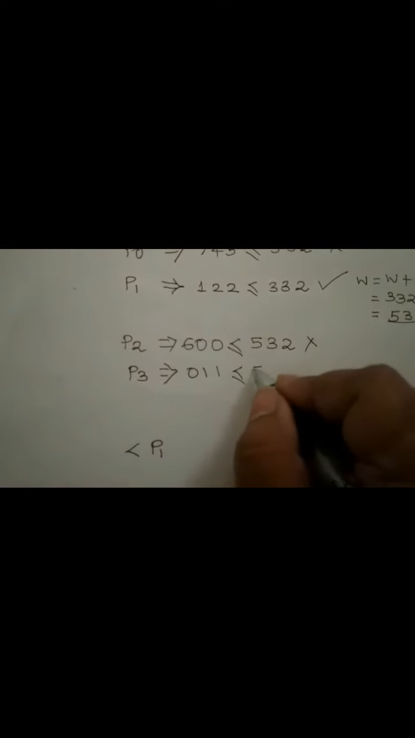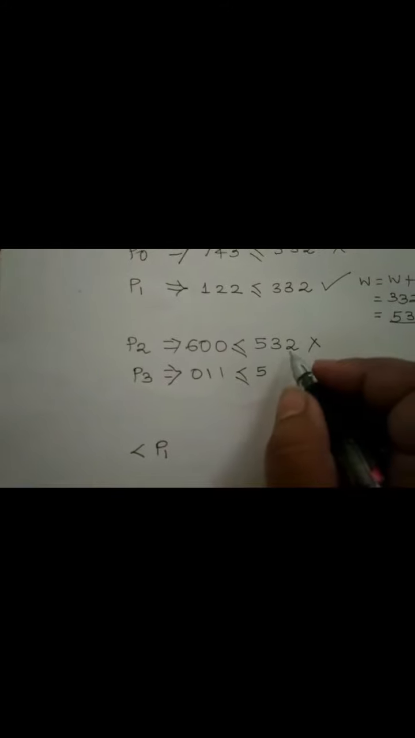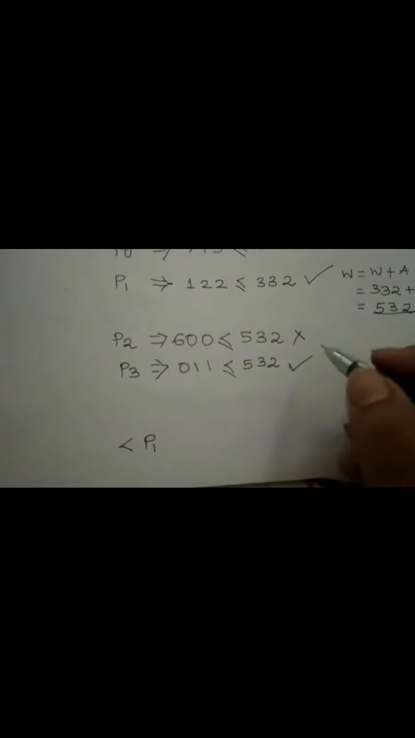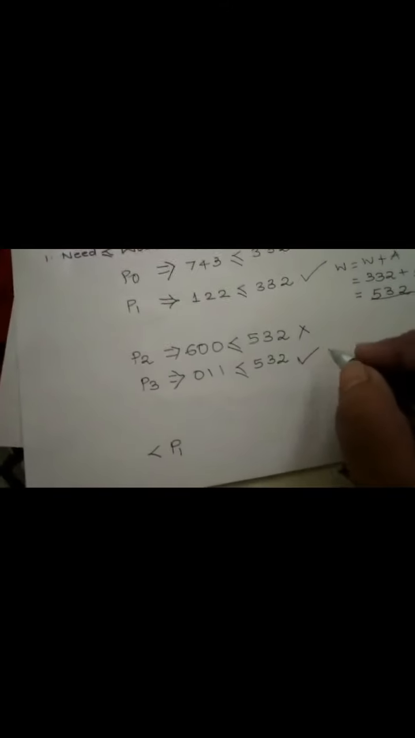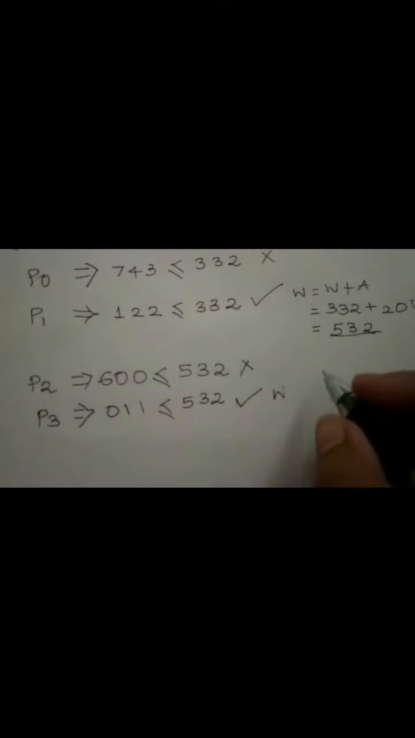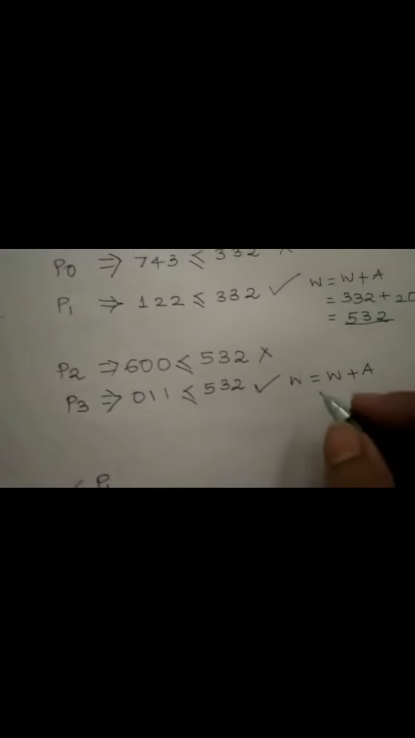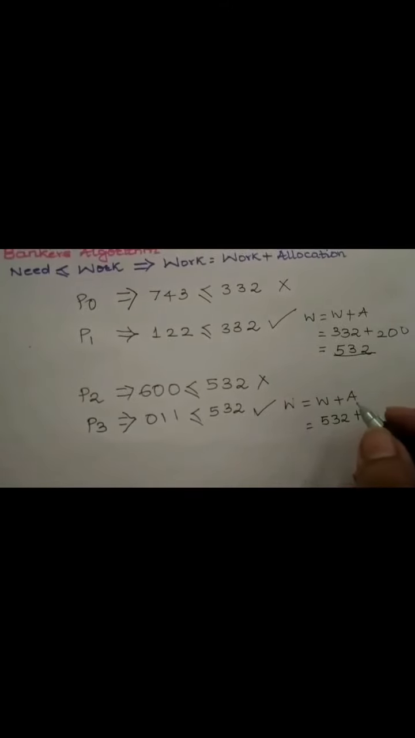For P3, what is the need? For P3, the need is 0, 1, 1. So for P3 it is 0, 1, 1. Now 0, 1, 1 is less than or equal to the work, that is 5, 3, 2. Yes, it is less, so this can be satisfied. Now write the formula. Work is equal to work plus allocation.